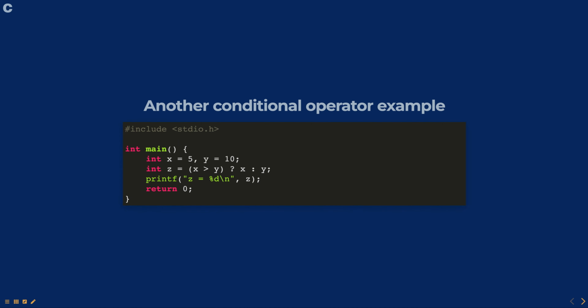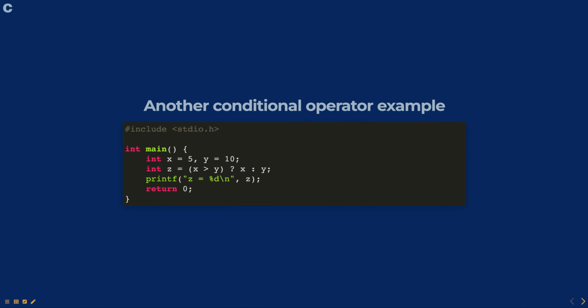Another example is to assign the value of one variable to another based on a certain condition. In this example, x is greater than y is the condition. If it is true, x is the value assigned to z. Otherwise, y is the value assigned to z.